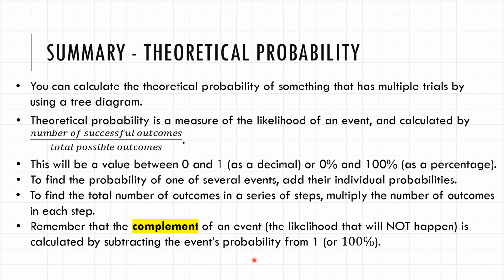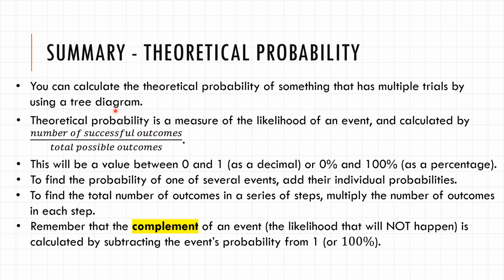The first thing that we did, in case you did end up forgetting some of those things, in this unit is we looked at theoretical probability. You can calculate the theoretical probability of something that has multiple trials by using a tree diagram. And we really went into a lot of detail on how to make those tree diagrams.